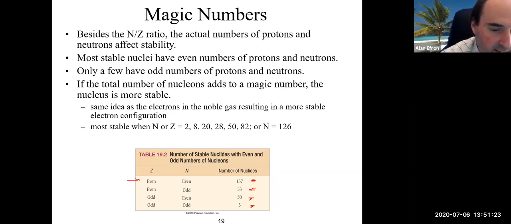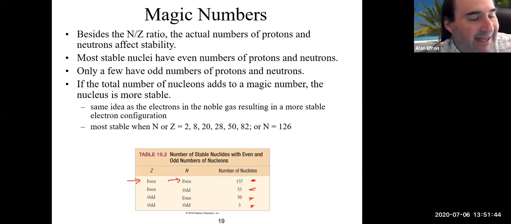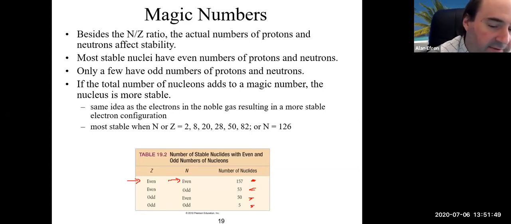when we see that we end up with an even number of protons and neutrons, that's the best situation in terms of stability. You can see there are about 157 stable isotopes that have that arrangement, even and even. The next best situation is still an even number of protons and an odd number of neutrons. So you've got about 53. You see a dramatic drop in stability there as we go down.